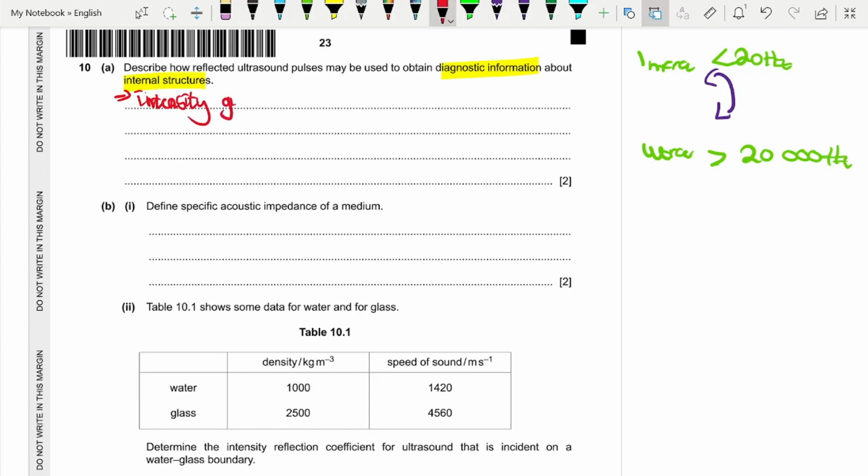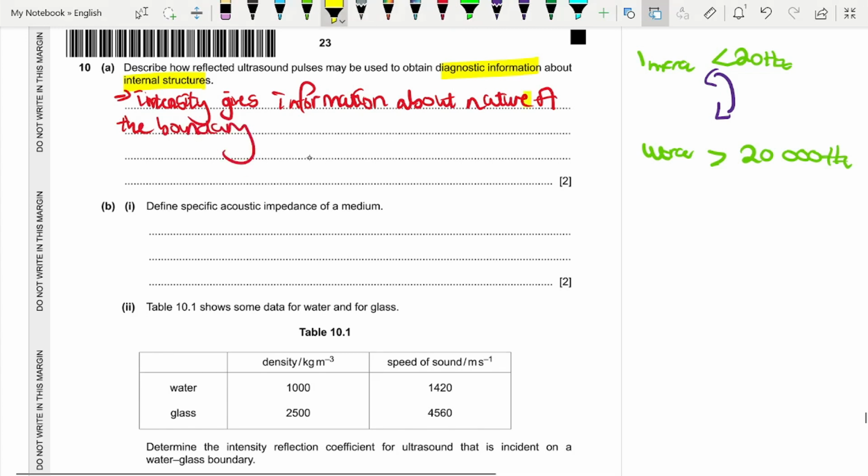The first point is that the intensity tells me about the nature of the boundary. So the intensity of the pulse gives me information about the nature of the boundary itself. If the intensity is low, something's happening with the boundary. It could be the boundary between bone and tissue, like you've reached the baby's skull. The intensity tells me how much is being transmitted and how much is being absorbed. I'm getting information about the nature of the boundary that separates those two things that I'm interested in.